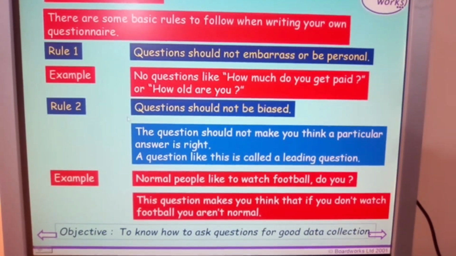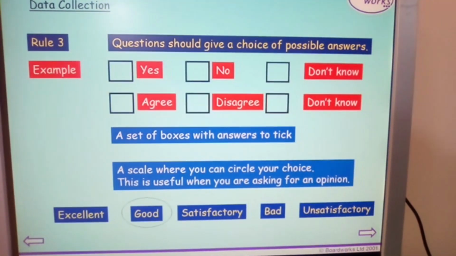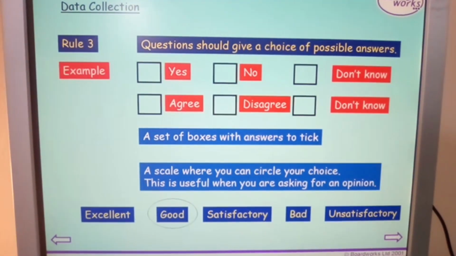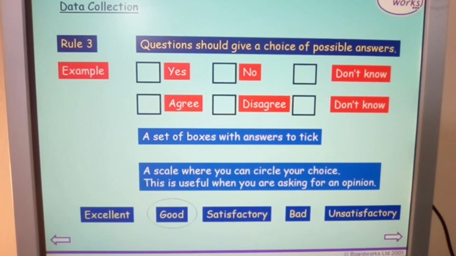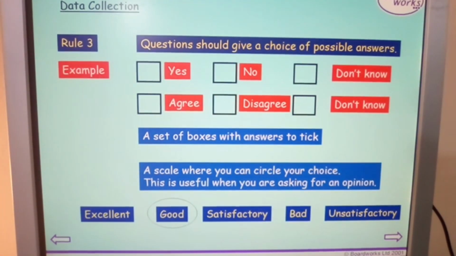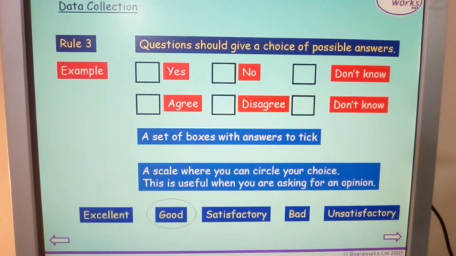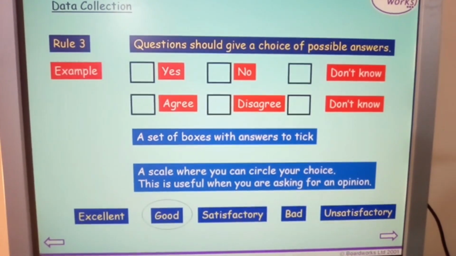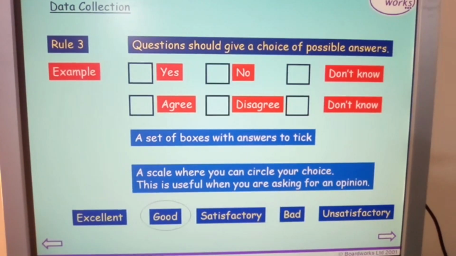Objective: to know how to ask questions for a good data collection. Data collection. Rule 3. Questions should give a choice of possible answers. Example: yes, no, don't know; agree, disagree, don't know. A set of boxes with answers to tick. A scale where you can circle your choice. This is useful when you are asking for an opinion. Excellent, good, satisfactory, bad, unsatisfactory, etc.